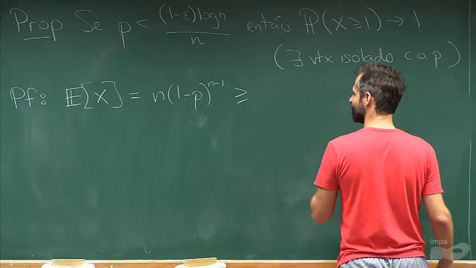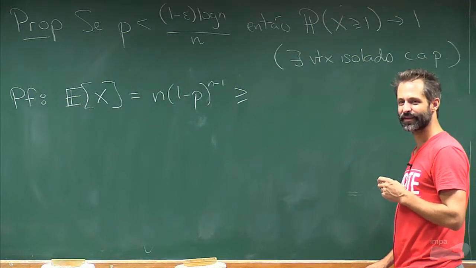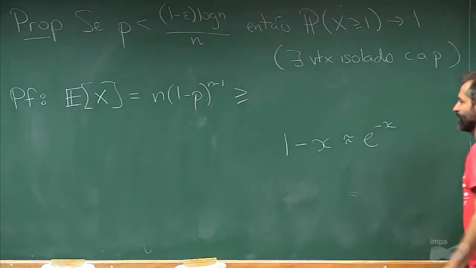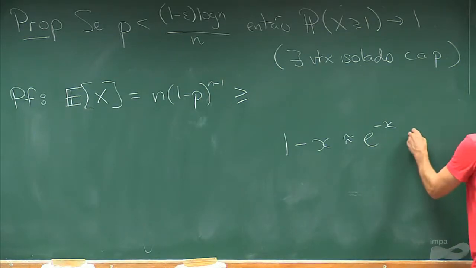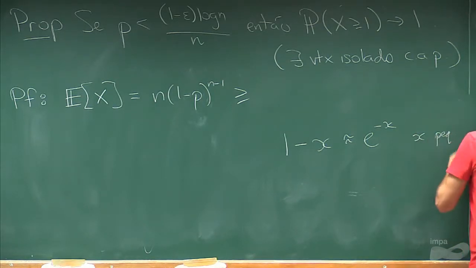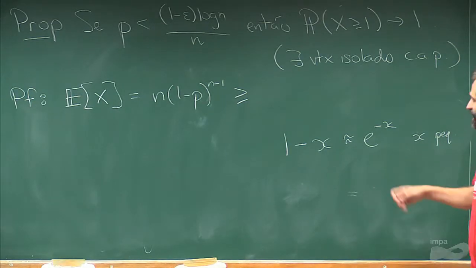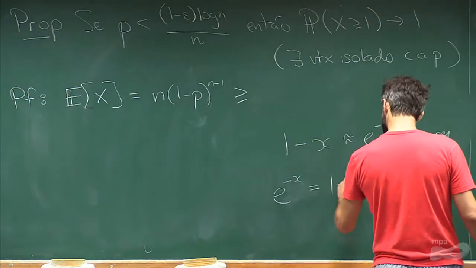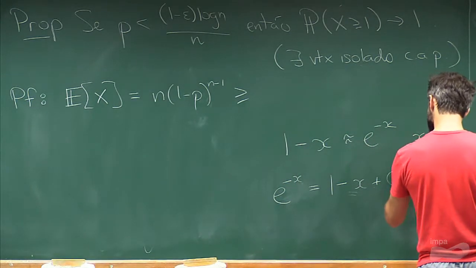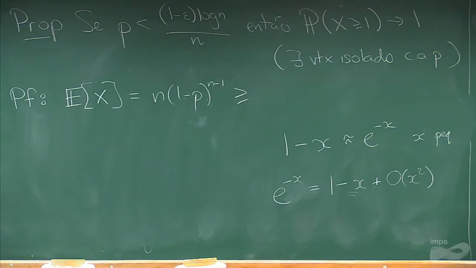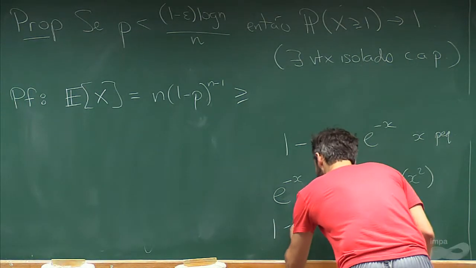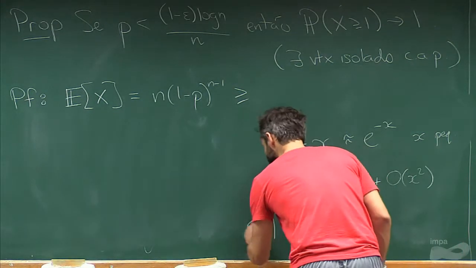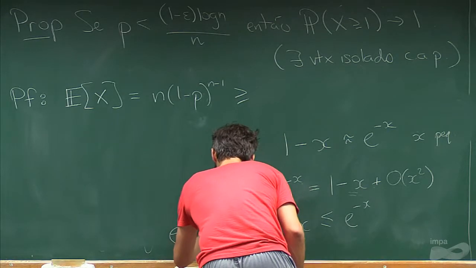so I don't know what you prefer. If you're happy with it, I can just say, look, these things are basically the same if x is small. If you're not happy with it and you want to be precise, then we can say, all right, e to the minus x is actually 1 minus x plus big O of x squared. Or we can say that 1 minus x is at most e to the minus x, and it's at least e to the minus x squared.